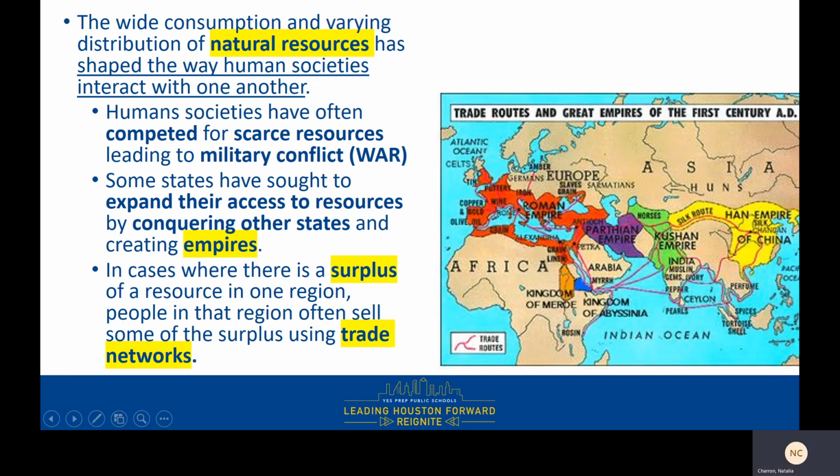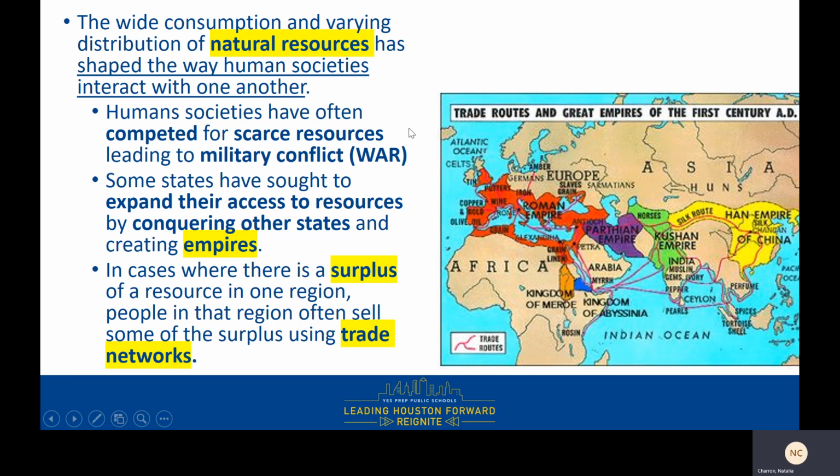The wide consumption and varying distribution of natural resources shapes the way that human societies interact with each other. What that means is everybody uses natural resources, but not everybody has the same amount of them, right? And because of that, human societies interact in three main ways. The first two deal with what happens when there aren't enough natural resources, when they are scarce. Human societies tend to compete for scarce resources, leading to military conflict, aka war.